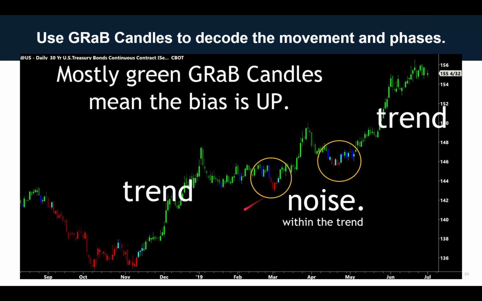So here's a trend. By the way, these red candles, that's a trend for sure. Look at how it transitioned. Even the transitions, you'll be able to see a little bit of the market changing its mind. It's usually pretty subtle until you understand what the grab candles are telling you. The grab candles make it really color coded easy. So there's noise within the trend, and there's a resumption of the trend.